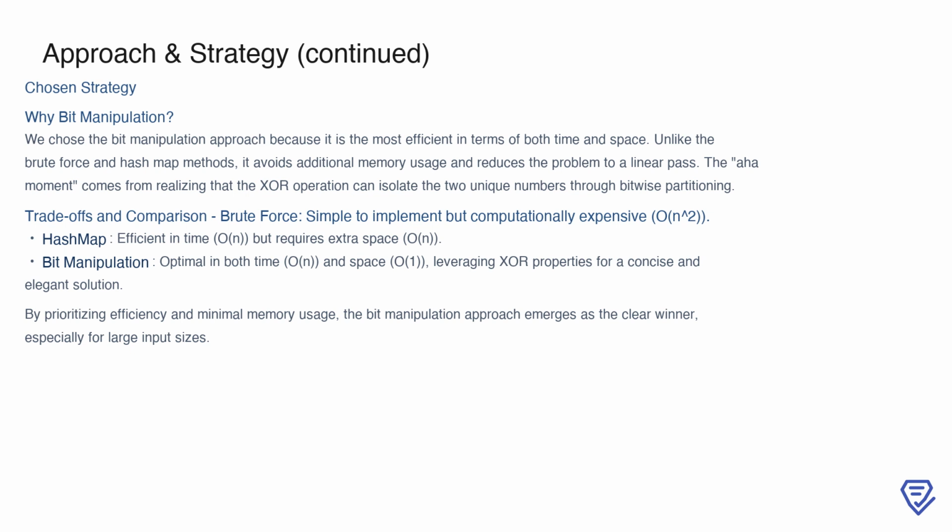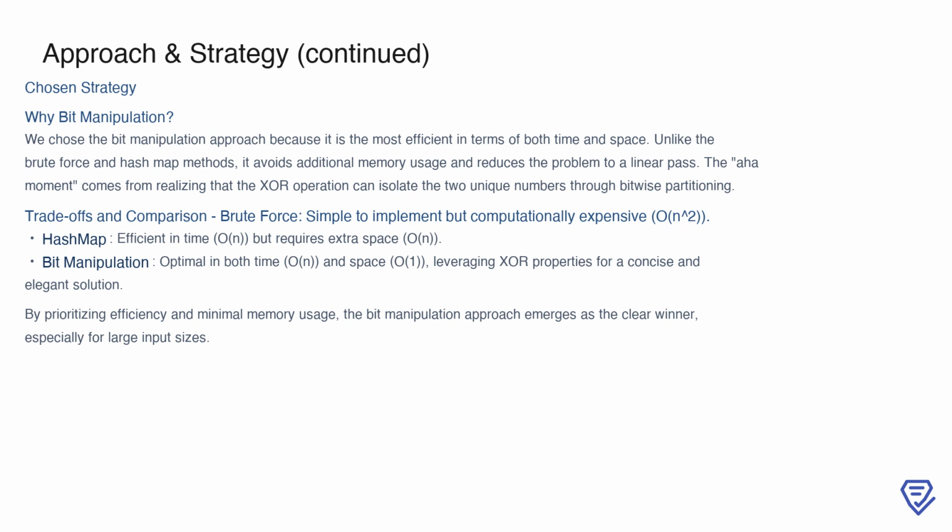Ultimately, we chose the bit manipulation approach because it strikes the perfect balance between efficiency and simplicity. Unlike the brute force method, which is computationally expensive with a time complexity of O(n squared), or the hash map approach, which requires O(n) extra space, bit manipulation achieves optimal performance in both time and space. The key insight here is recognizing that XOR operations, combined with a bit mask, allow us to isolate the two unique numbers in a single pass through the array.